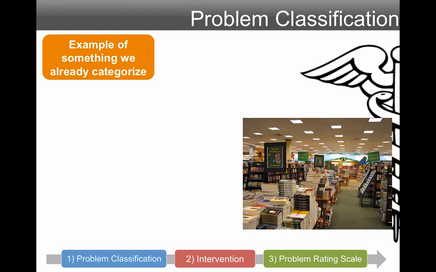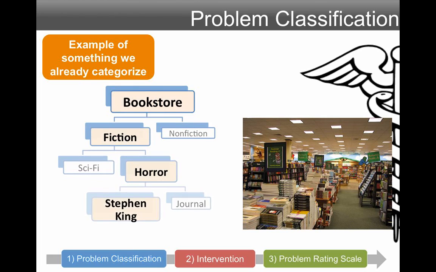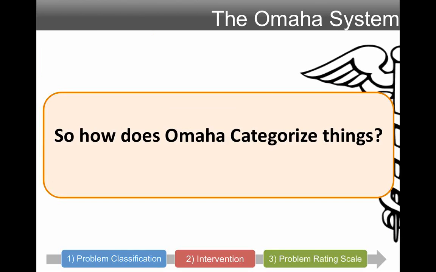The first step is going to the bookstore. And as you know, the bookstore is divided into many different sections. The second is going to the fiction section. Then because there are so many different types of fiction books, you navigate to the horror section. There you could search for the author and find the particular book that you're looking for. So how does Omaha categorize these things? Well, Omaha is categorized in much the same way. When selecting things like a problem you've observed in a client, you start off broad and then you move more specific.